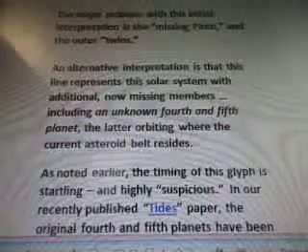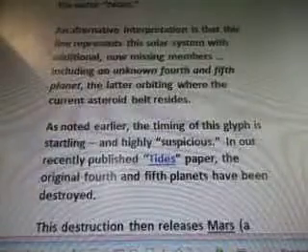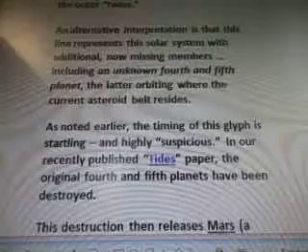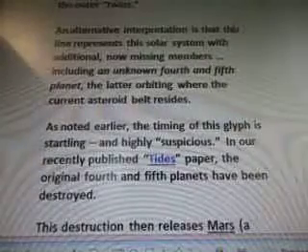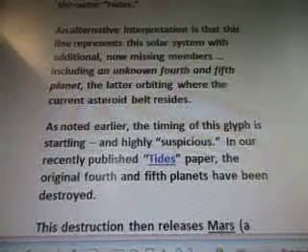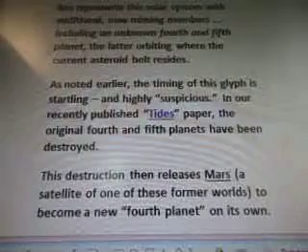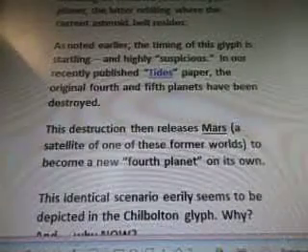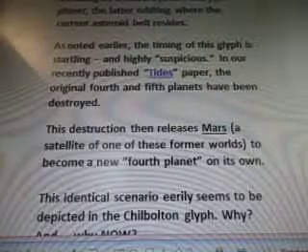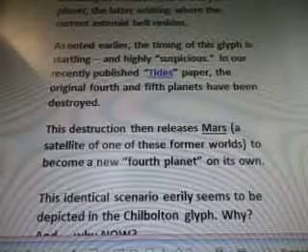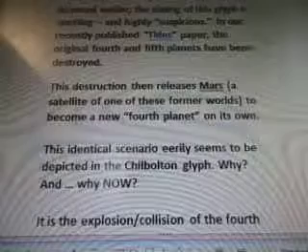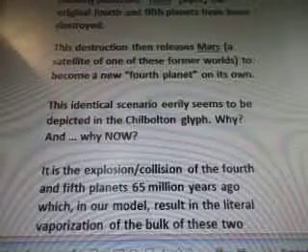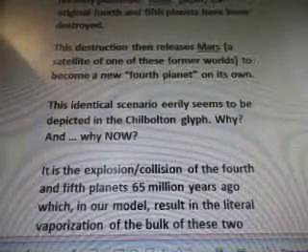An alternative interpretation is that this line represents this solar system with additional now missing members, including an unknown 4th and 5th planet, the latter orbiting where the current asteroid belt resides. As noted earlier, the timing of this glyph is startling and highly suspicious. In our recently published Tides paper, the original 4th and 5th planets have been destroyed. This destruction then releases Mars, a satellite of one of these former worlds, to become a new 4th planet on its own.